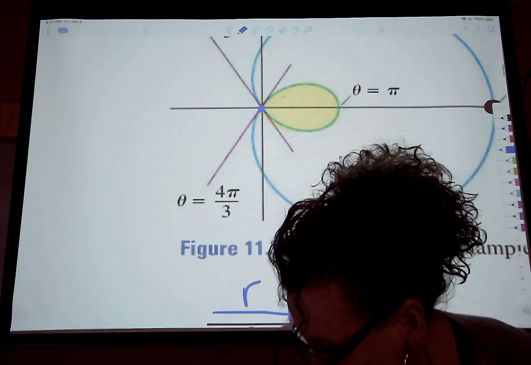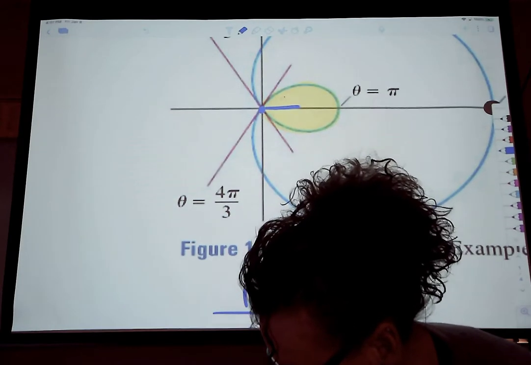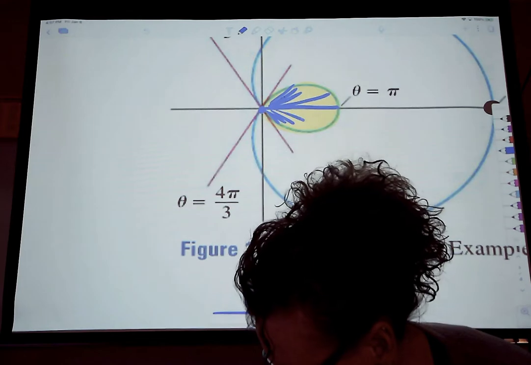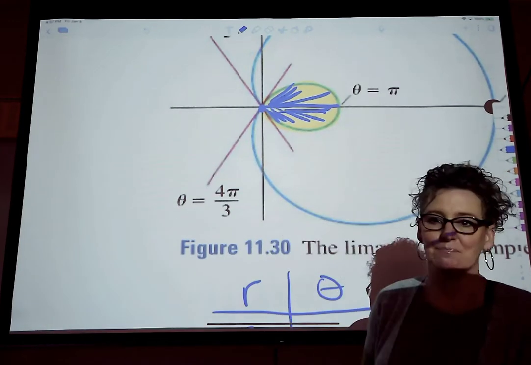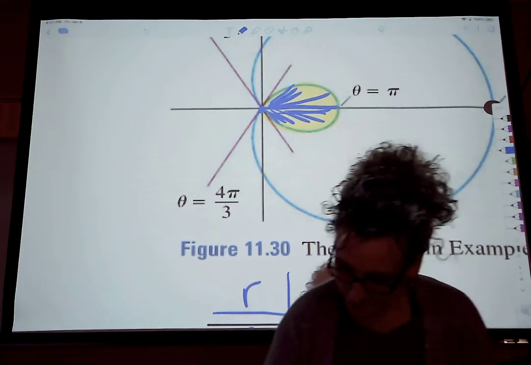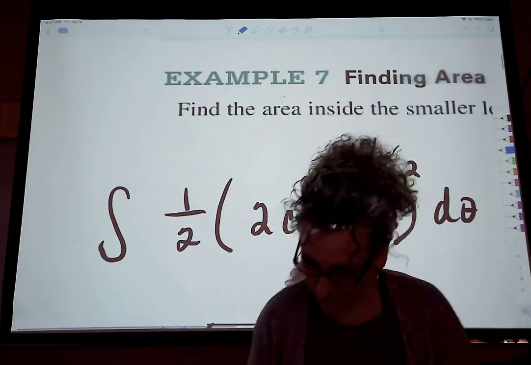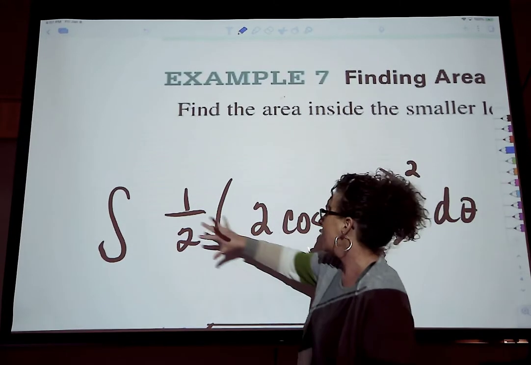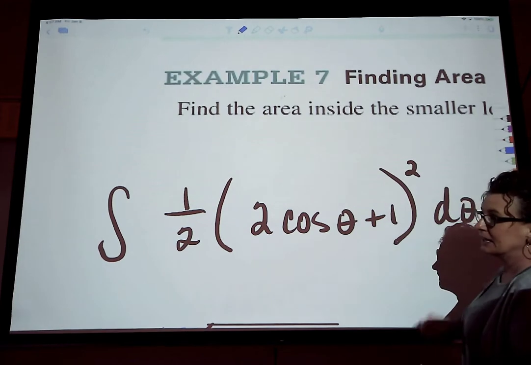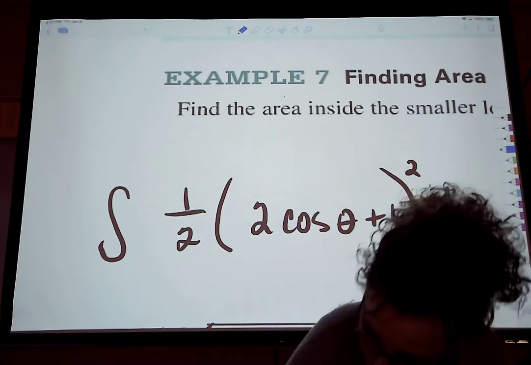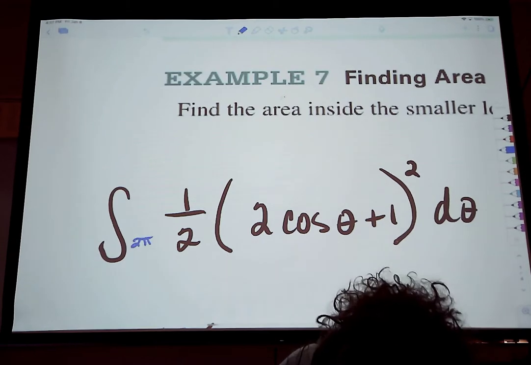So what we're going to do is we're going to go here, here, here, just like that. So I've got 1/2 R squared d theta, and we just figured out where we need to start it and stop it.